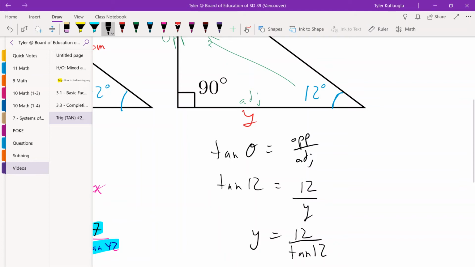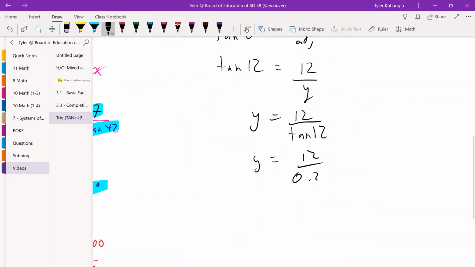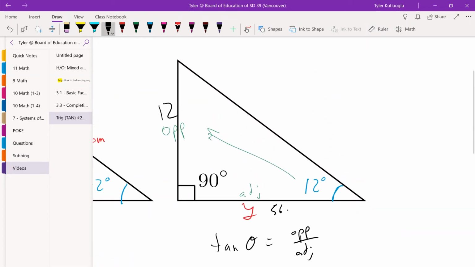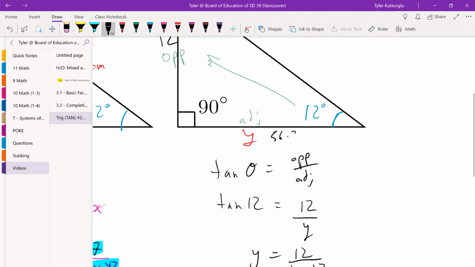When I do tan 12 on the calculator, I get 0.213 if we round. So now I'll do the actual division. 12 divided by 0.213. Y equals 56.34 degrees. Sorry, not degrees, centimeters. My bad, because we're finding side length. So when I flip back to this, that means that this side is 56.34 centimeters.